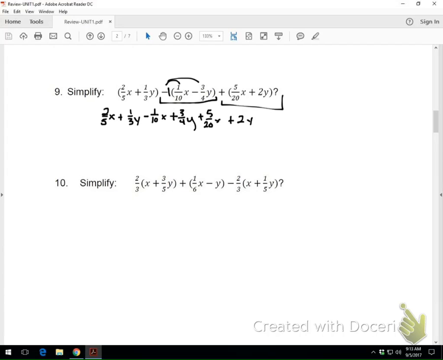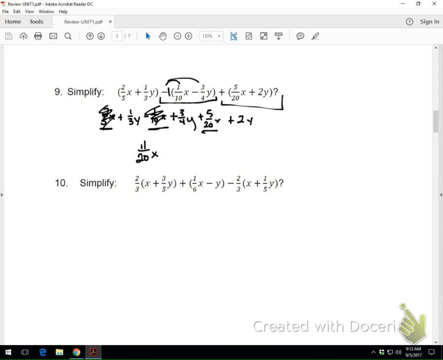So now you combine your x's. 2/5 minus 1/10 plus 5/20. So in your calculator, type it in like a fraction. 2/5 minus 1/10 plus 5 over 20. What do you get? 11 over 20 x. Okay, so those are done.